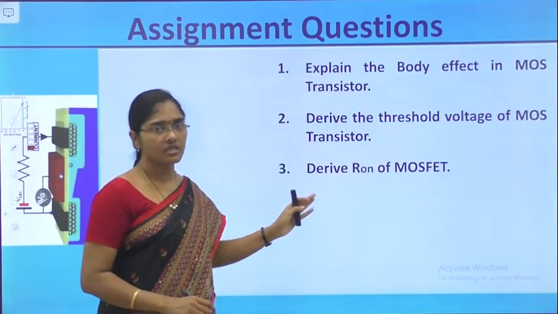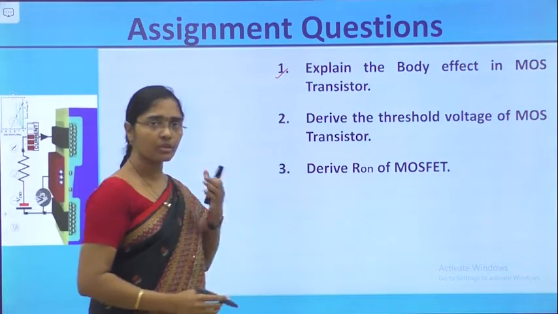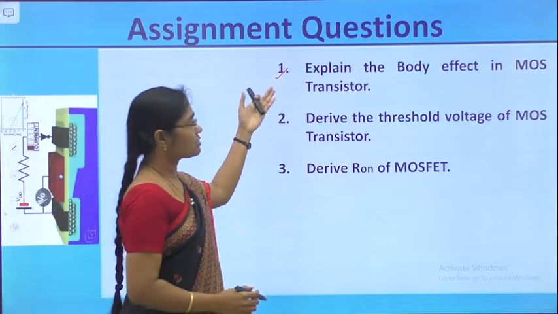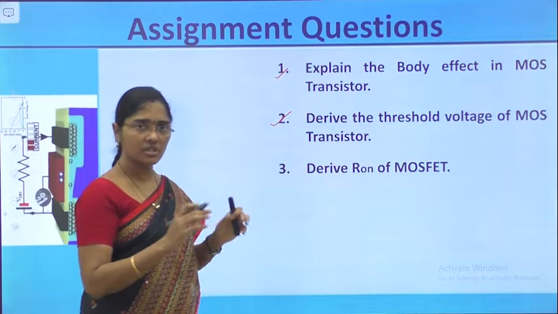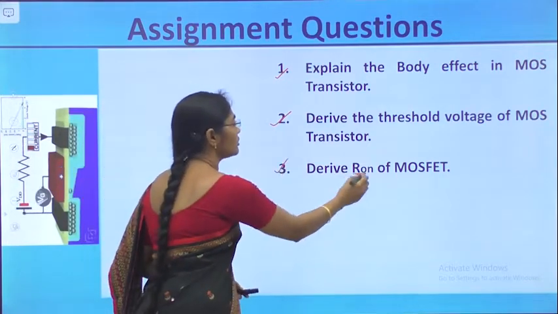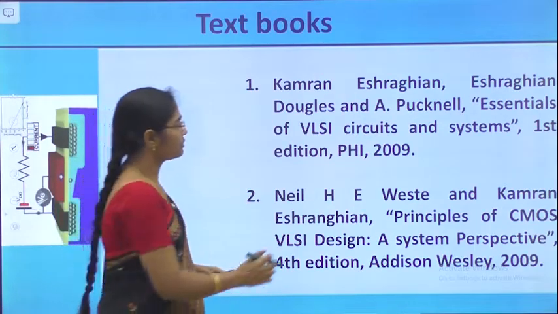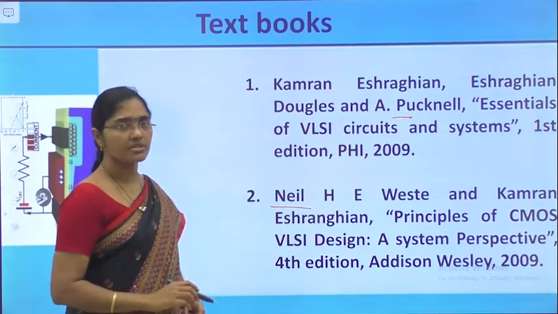Take these as assignment questions, that is, explain the body effect, because this is very important. This is the second order effect which is existing in the transistor. So, just explain that and derive the threshold voltage. We have seen the direct formula. So, derive the threshold voltage of MOSFET. Follow the textbooks of Bucknell and Neil Weste to understand these concepts.